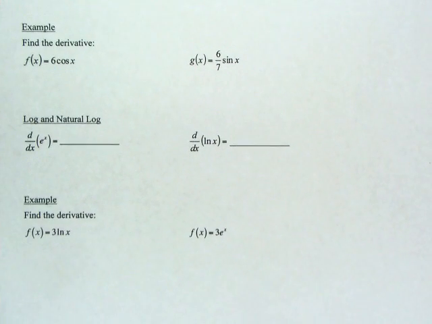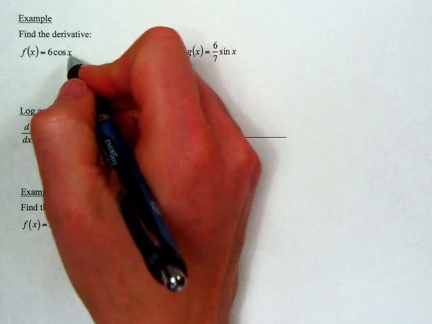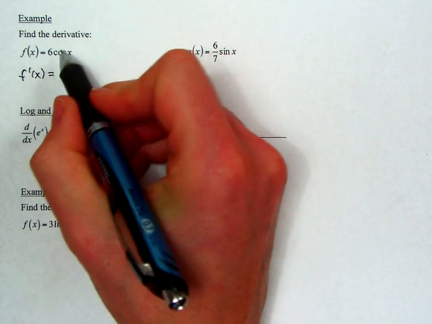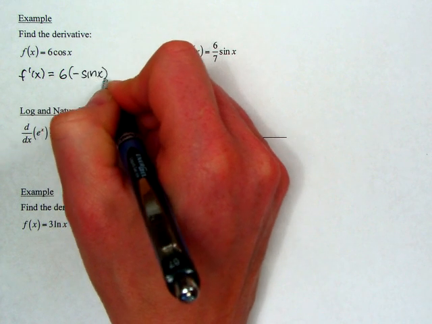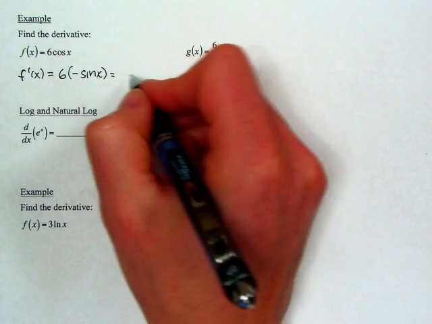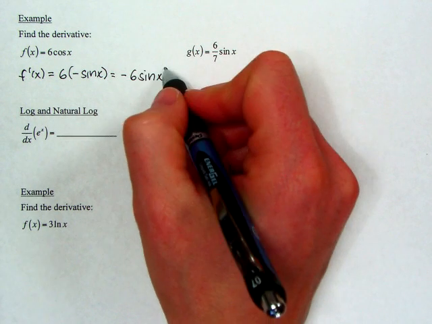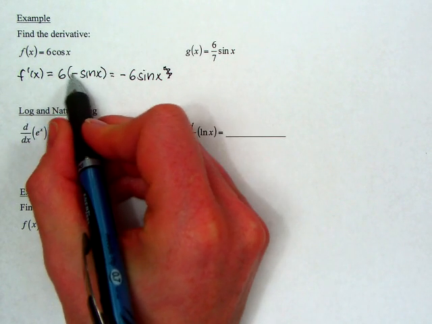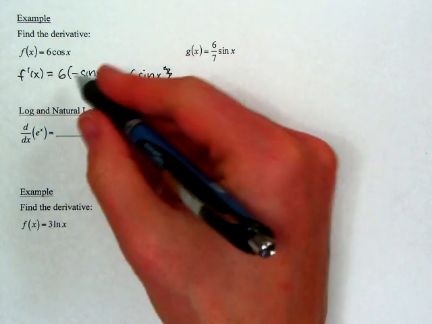Just doing an example with that, you've got 6 cosine x. To find the derivative, the 6 just tags along, and the cosine turns into what we just discovered on the other side, which is negative sine. And we would probably move the negative to the front, so make that negative 6 sine x. Just watch this parenthesis. If you happen to not put it there, it's going to look like 6 minus sine of x, which is not what you really mean, so just be careful of that one.